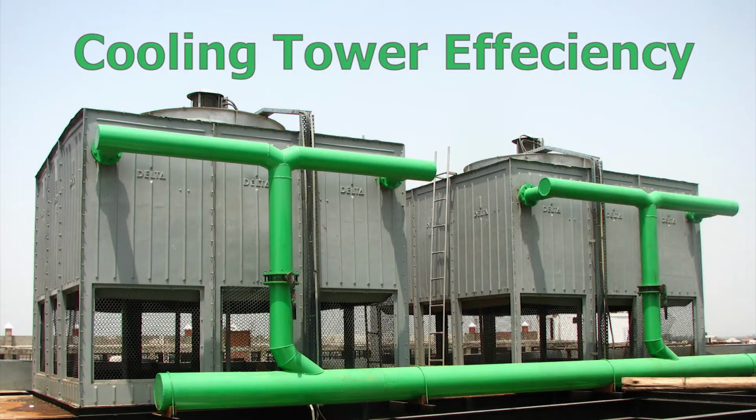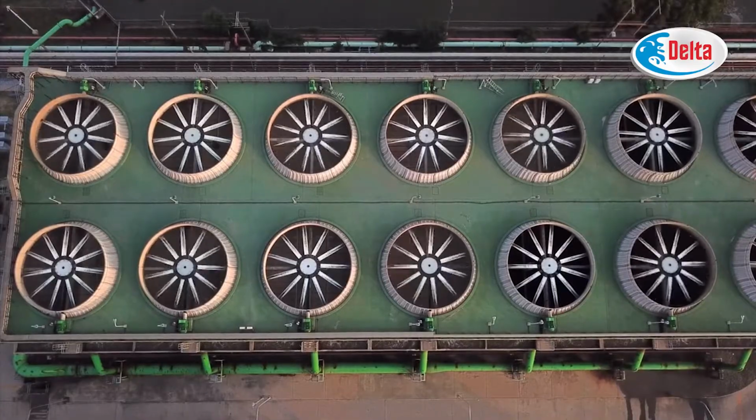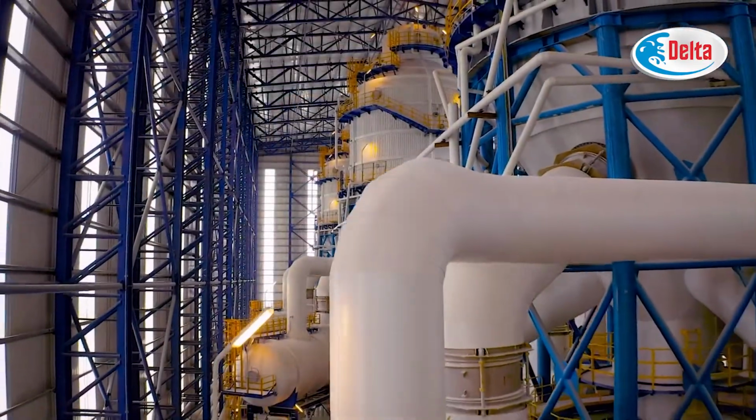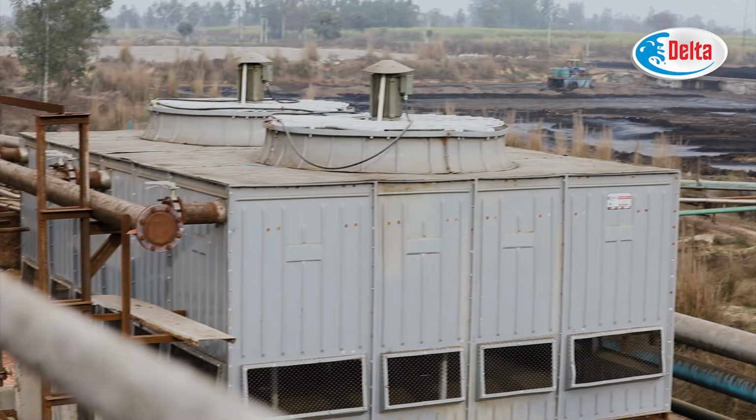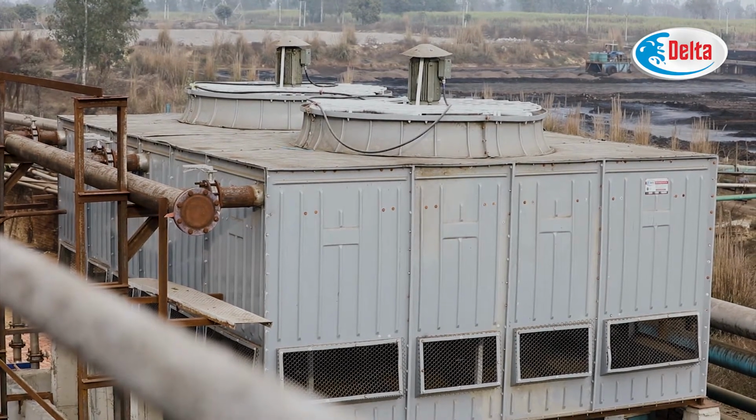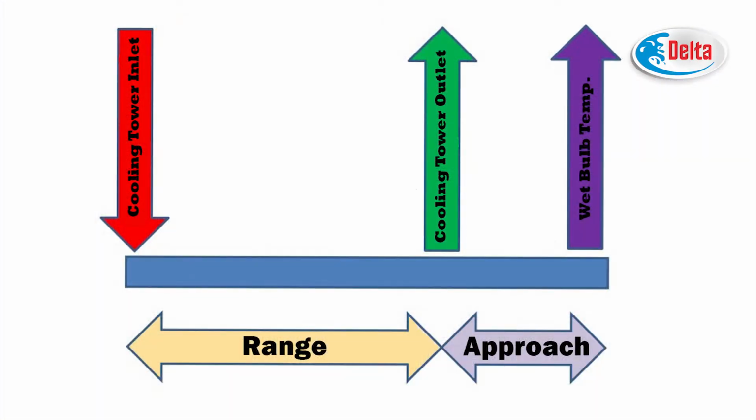In this video, we will learn about cooling tower efficiency. Cooling towers play a major role in the process industry. They reject process heat from the cooling water to the atmosphere, and keep the water cool. The performance of the cooling tower depends on various parameters, in particular, approach and range.